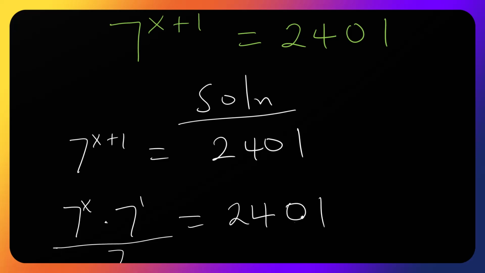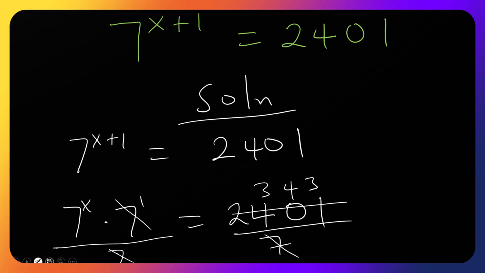Remember, this one is the same as 7, so this one will cancel, and 7 into 2401, calculator, 343. So we have 7 to the power x equals 343.